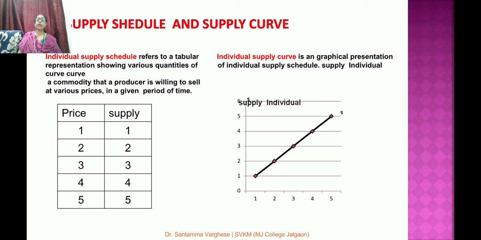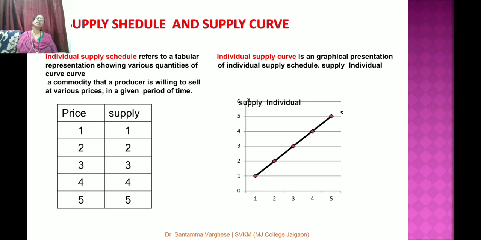When the price is 1, the supply is 1 kg. When the price is 2, the supply is 2. When the price is 3, the supply is 3. So, we can see that along with the price, the supply is also increasing, showing a proportionate relation between the price and the supply. So, the relation between the price and supply is proportionate. When the price rises, the supply also rises. We will study this in the coming chapter.